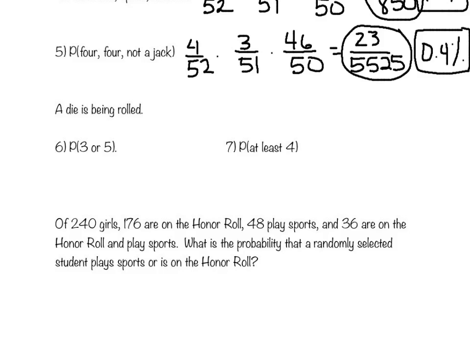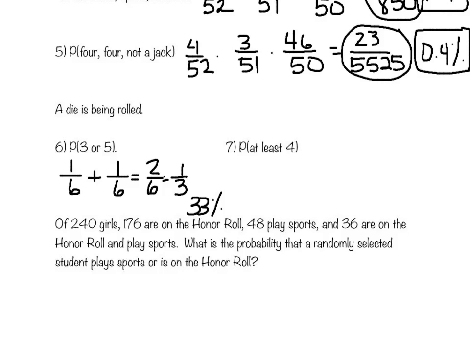So what you have to do is find the probability of rolling a 3, which is 1 out of 6, and add it to the probability of rolling a 5, which is 1 out of 6, and we would get 2 out of 6, which is 1/3. Okay, and this would be about 33%.